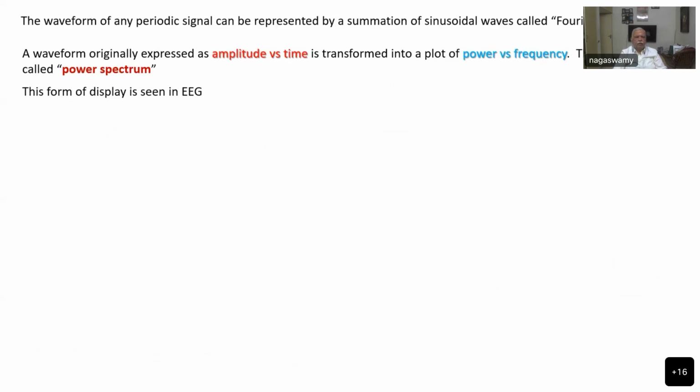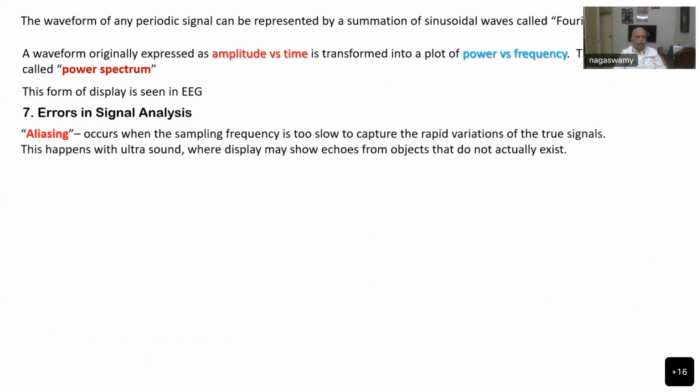So this form of display is seen in EEG, an error in signal analysis. Aliasing occurs when the sampling frequency is too slow to capture the rapid variations of true signals. This happens with ultrasound machines, where the display may show echoes from objects that do not actually exist. So you can get an artifact like that.